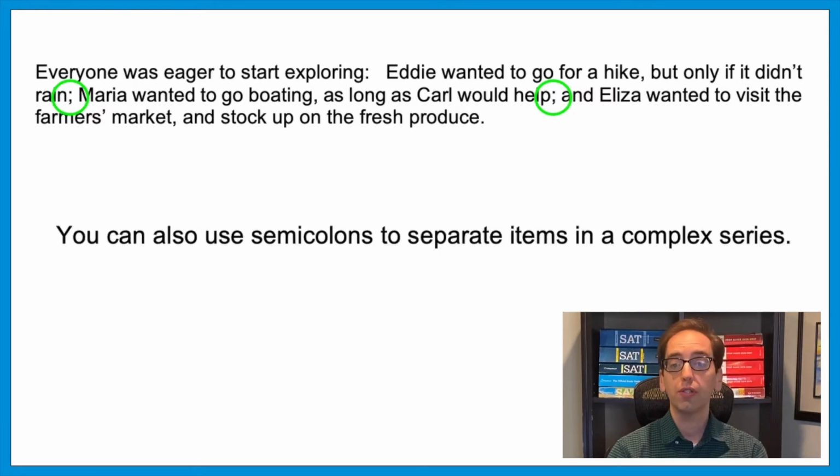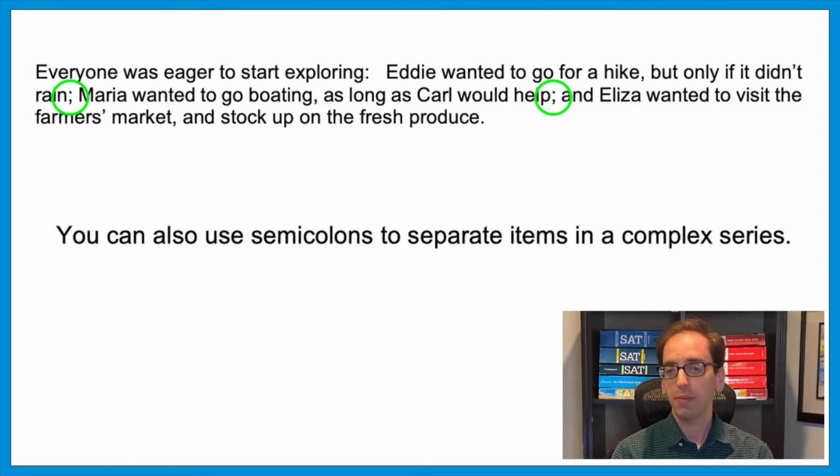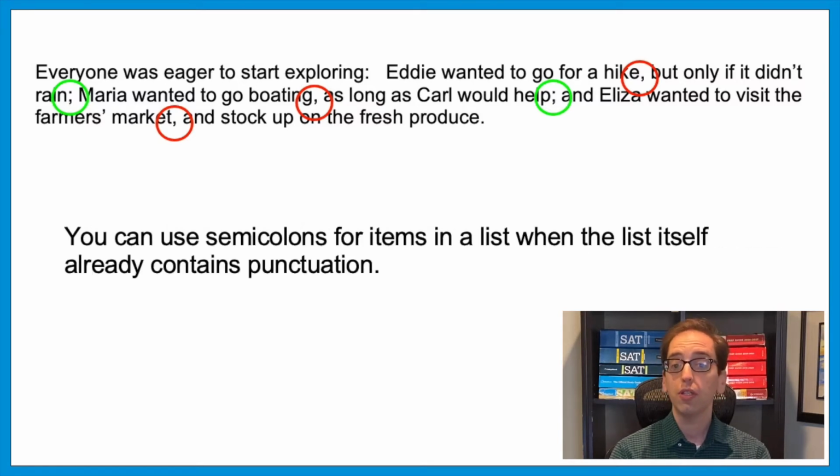You can also use semicolons to separate items in a complex series. Now, what do I mean by a complex series? It means that the items in the series already have their own punctuation. For example, in the sentence here, notice how each element of the series already has commas. Since the items in the series already have commas within them, you can separate the items with semicolons. Or to put that another way, you can use semicolons for items in a list when the list itself already contains punctuation. Let's look at another.